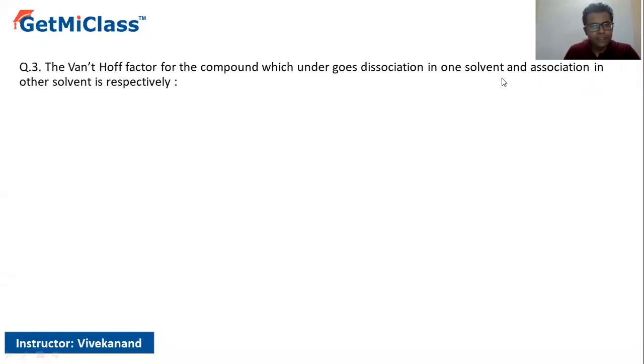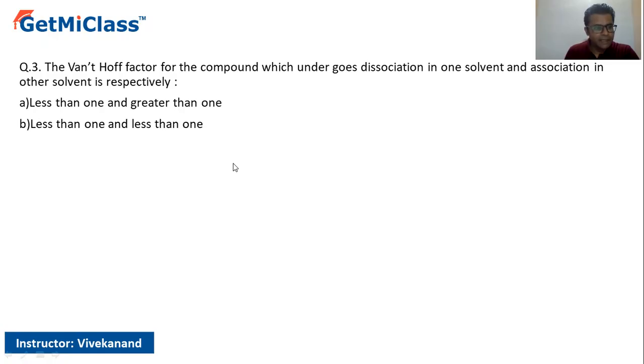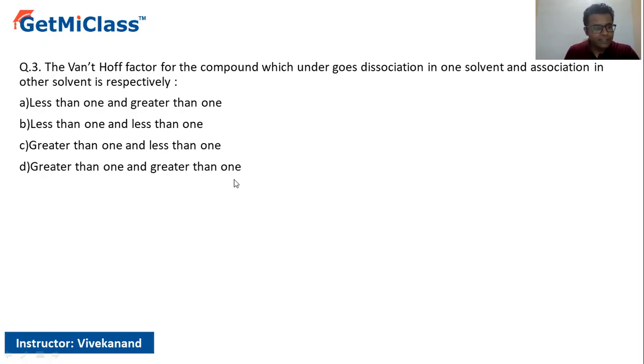Question number 3: the Van't Hoff factor for the compound which undergoes dissociation in one solvent and association in another solvent is, respectively. Option A, less than 1 and greater than 1. B, less than 1 and less than 1. C, greater than 1 and less than 1. D, greater than 1 and greater than 1.